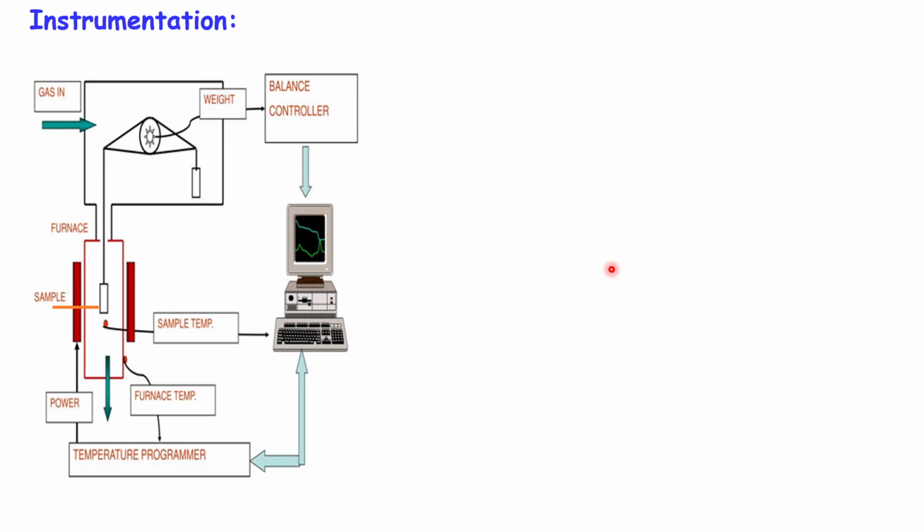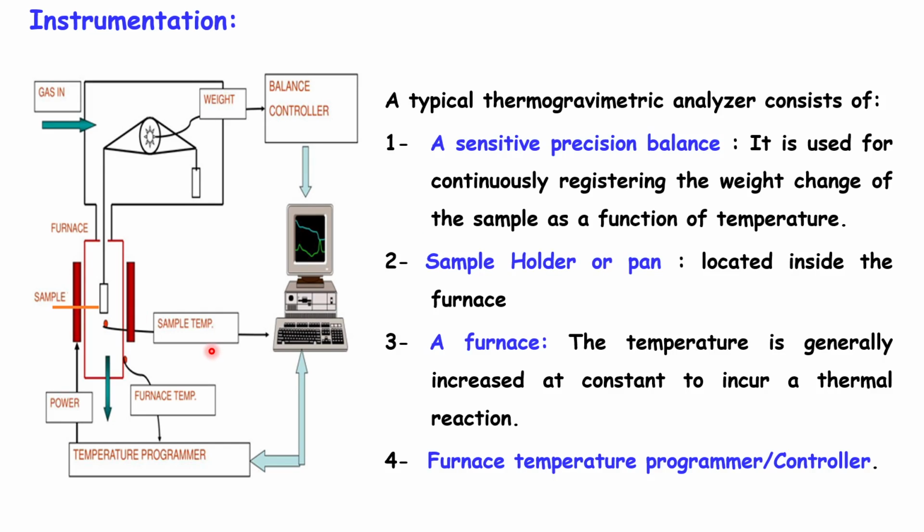Now we are going to see in detail the instrumentation of the thermogravimetric analyzer. This is the schematic diagram of the thermogravimetric analyzer, and it consists of different parts. The first one is the sensitive precision balance. See here, this is the sensitive precision balance, and it is used for continuously recording the weight change of the sample as a function of the temperature. The second one is the sample holder or the pan, which is located inside the furnace. This is the furnace here.